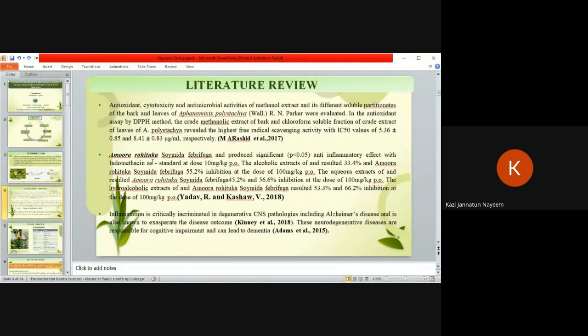In another paper we found that they evaluated the anti-inflammatory effect of Amora rohituka, and other inhibition, and whether microbiological activity is present or not. Besides, inflammation is critically implicated in degenerative CNS pathologies, including Alzheimer's disease, and is also known to accelerate disease outcome. The Amora rohituka plant was also evaluated for the chemical compounds that remain in this plant. Some other literature reviews also exist. I discovered about 301 of them.